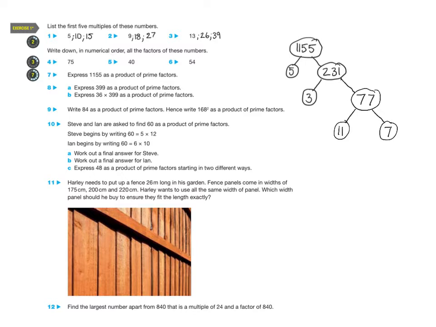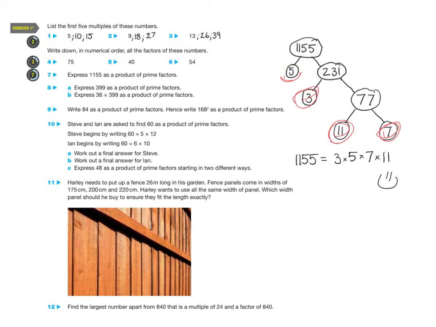So my prime factors are going to be 5, 3, 11, and 7. I must write them in numerical order, so let's do that. It's going to be 3 times 5 times 7 times 11. There we go, product of prime factors.